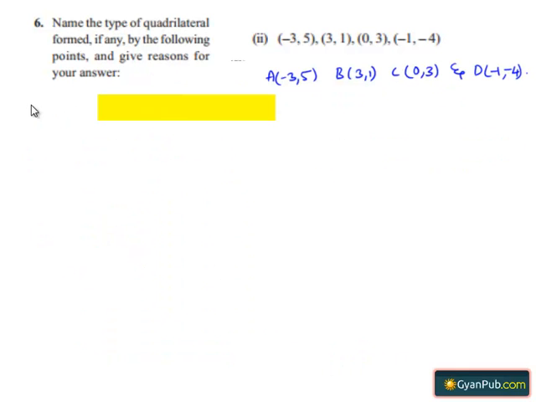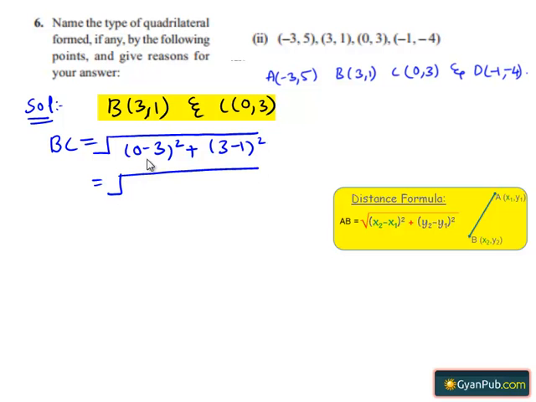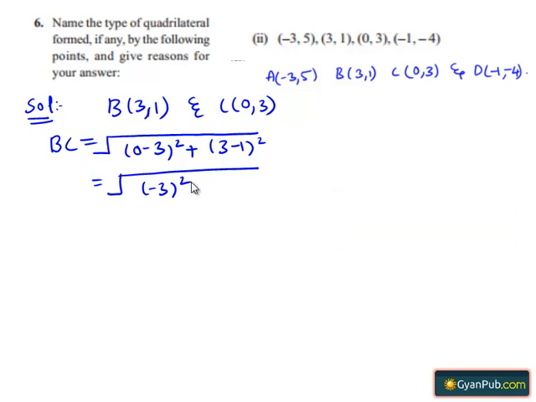Let us take the second pair of points B (3, 1) and C (0, 3). By applying the distance formula, we get length BC equals under root of (0 minus 3) whole square plus (3 minus 1) whole square, which is equal to under root of (-3) square plus 3 minus 1 is 2 square. That is equal to under root of (-3) square is 9 plus 2 square is 4. Here 9 plus 4 is 13, that is equal to root 13.